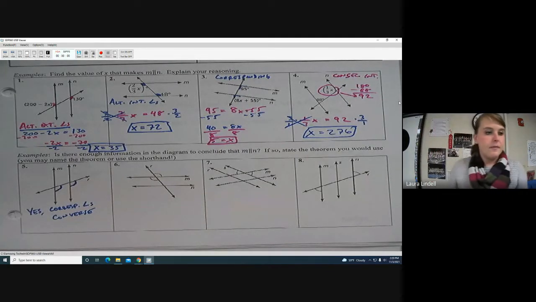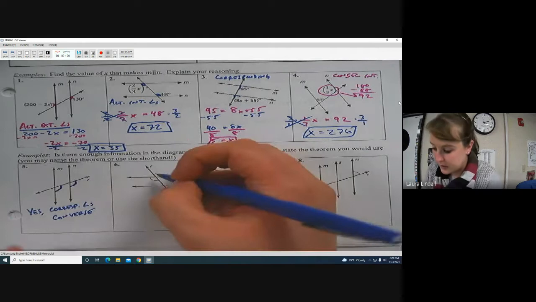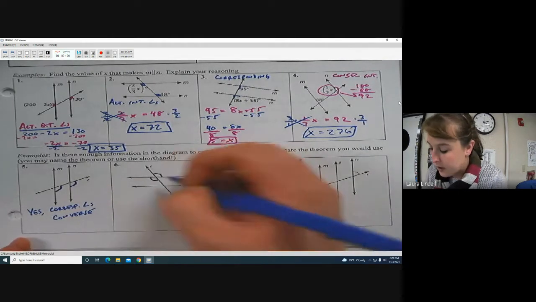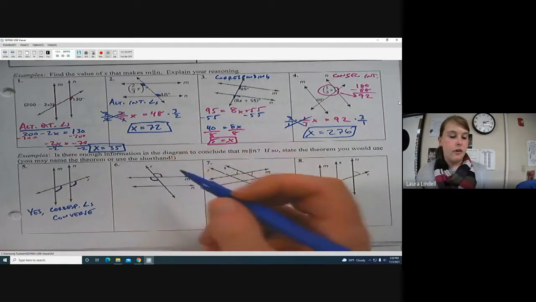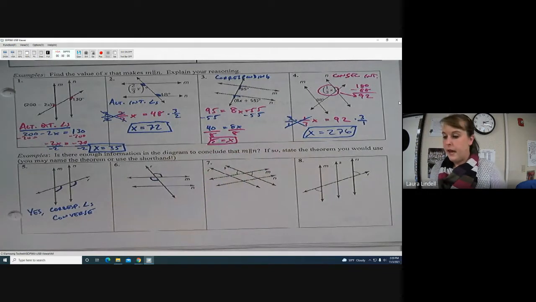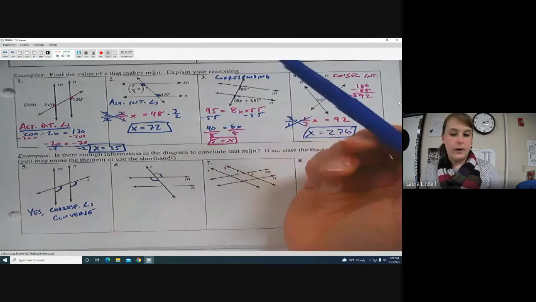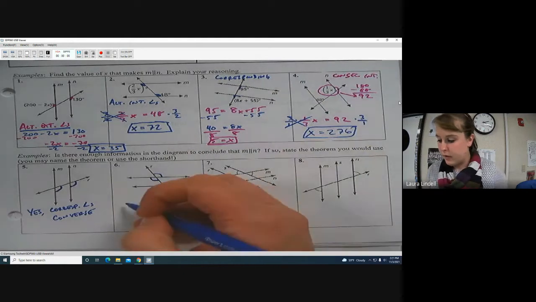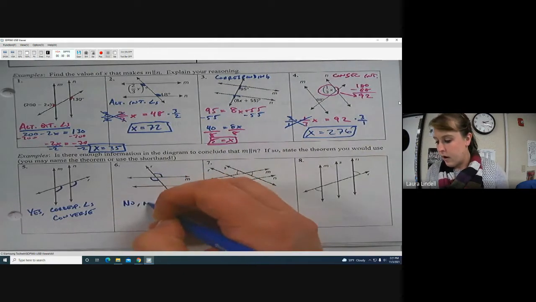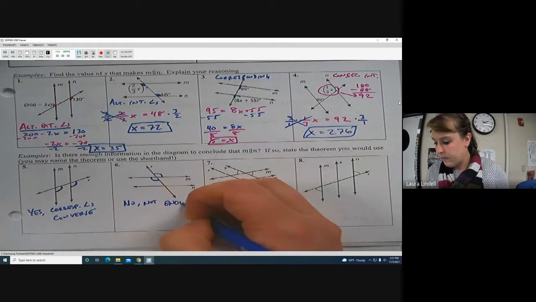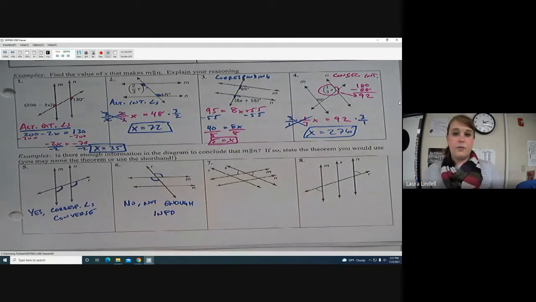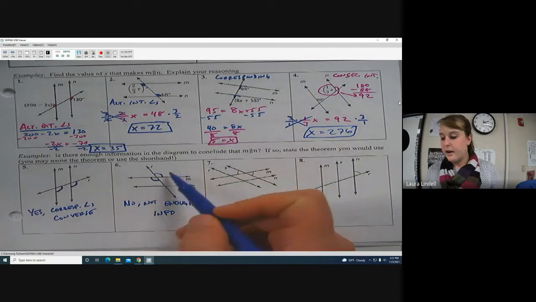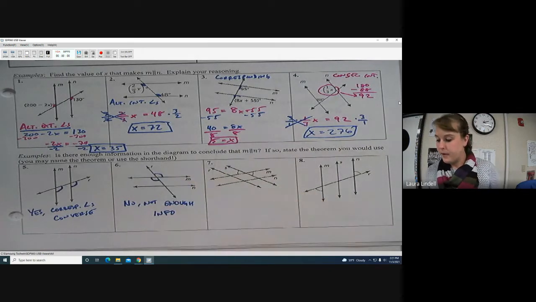Okay. The next one, number 6, we see these nice vertical angles here. Unfortunately, we don't have any of our 4 angle relationship names from up above. We don't have anything corresponding or alternate or consecutive or anything like that. We just have vertical angles here. So this is one of those cases where no, not enough information. And then we're done, because vertical angles is not enough to tell that lines are parallel.